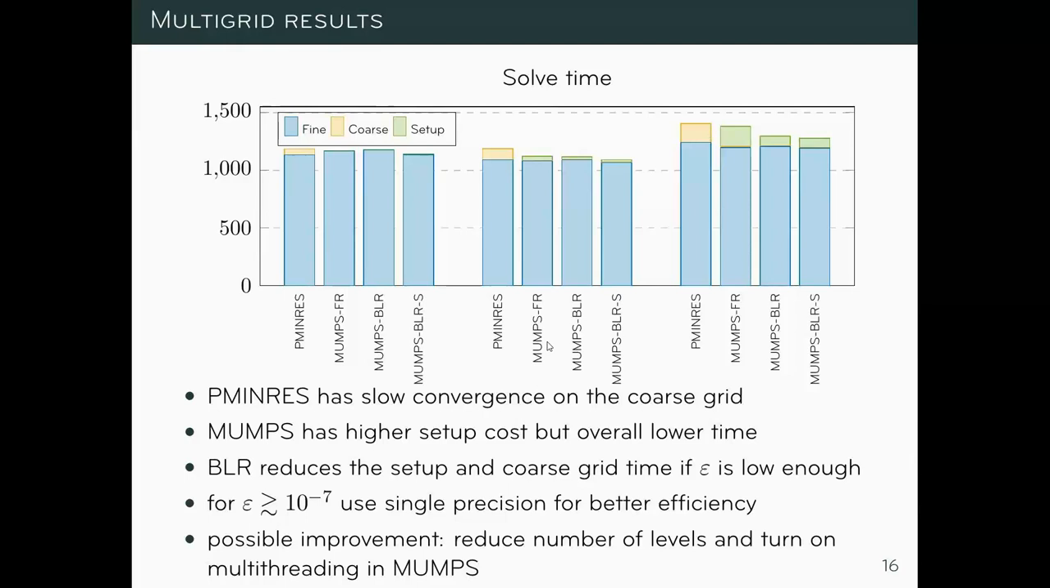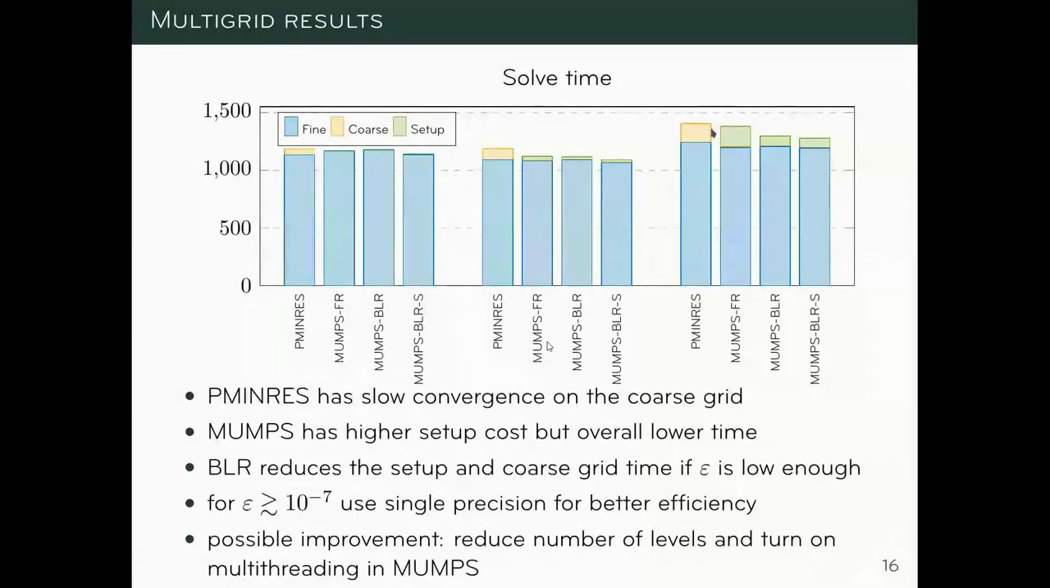And therefore, we decided to try MAMS. So first, we tried the baseline MAMS, the full rank MAMS without block low rank factorization, block low rank approximations. What we can see is that now there is a setup time that appears, and this corresponds to the time needed for factorizing the problem matrix. But once this factorization is computed, the time spent on the coarse grid is very, very small, because we only have to do forward elimination and backward substitutions, which are very, very cheap. But still, this factorization time is quite large, so we want to reduce this.